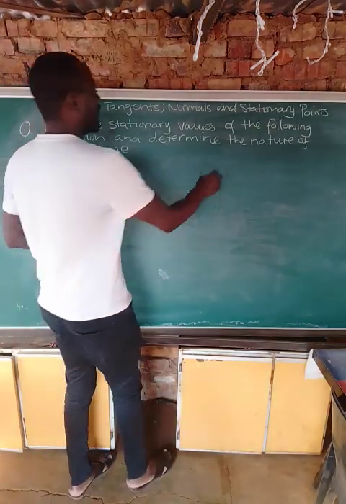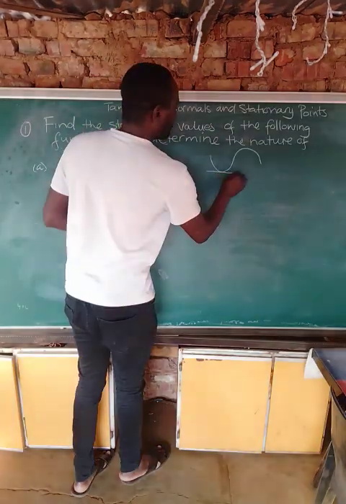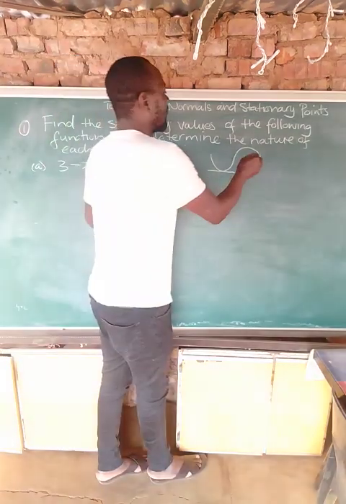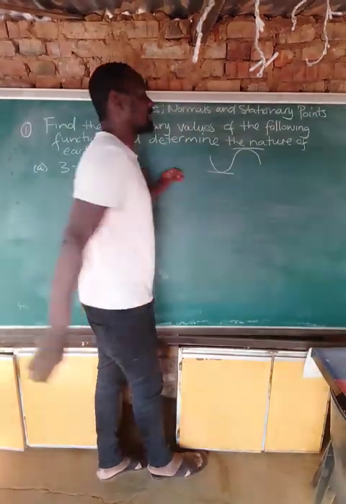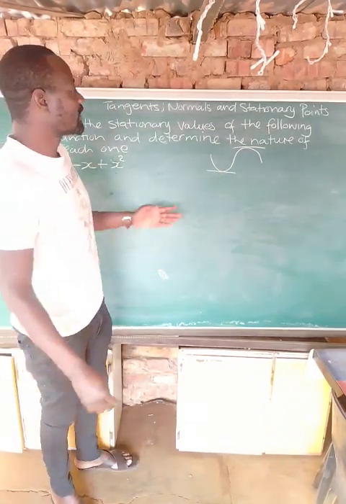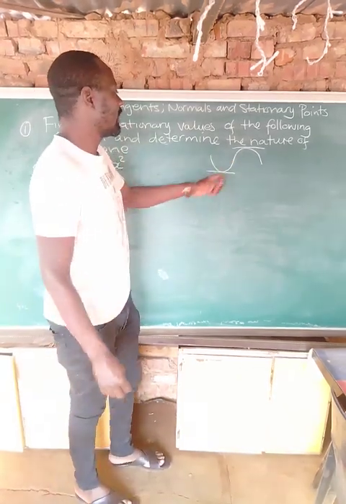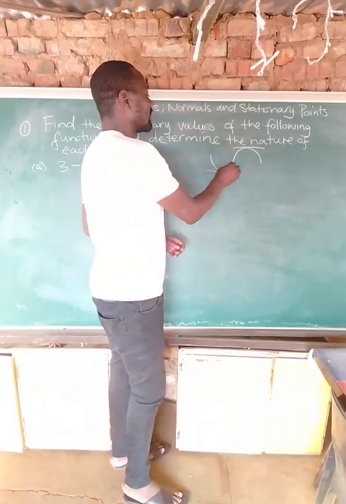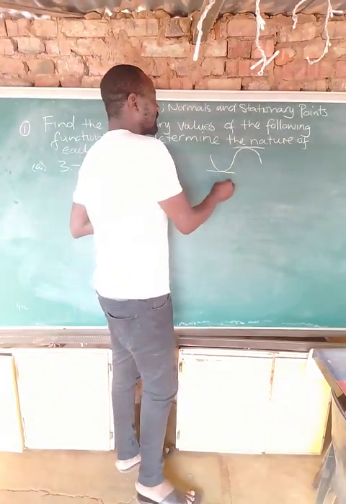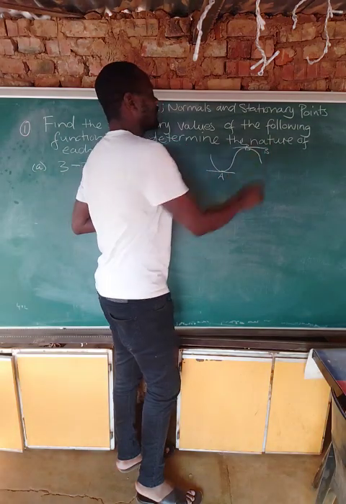So a stationary point can be like this. A tangent to a stationary point is always horizontal, or parallel to the x-axis. So now, when a curve is like this, at this point, we can call this point A. Let's take B, this one.